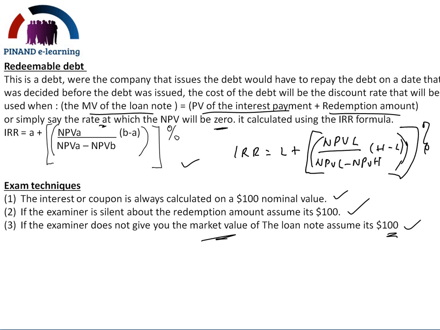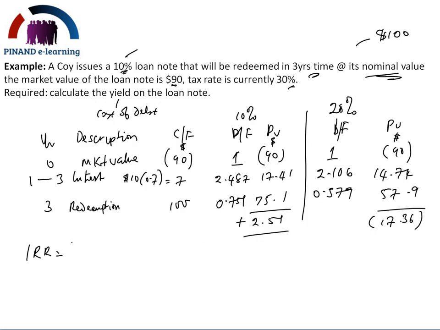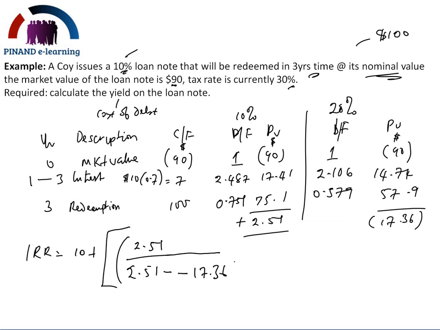All right, so let's go. The low rate here is 10 plus 10, oh, big bracket. The NPV of 10 is 2.51 over 2.51 minus, which is in the formula, minus this 17.36. I will now multiply the whole of this by 20 minus 10.